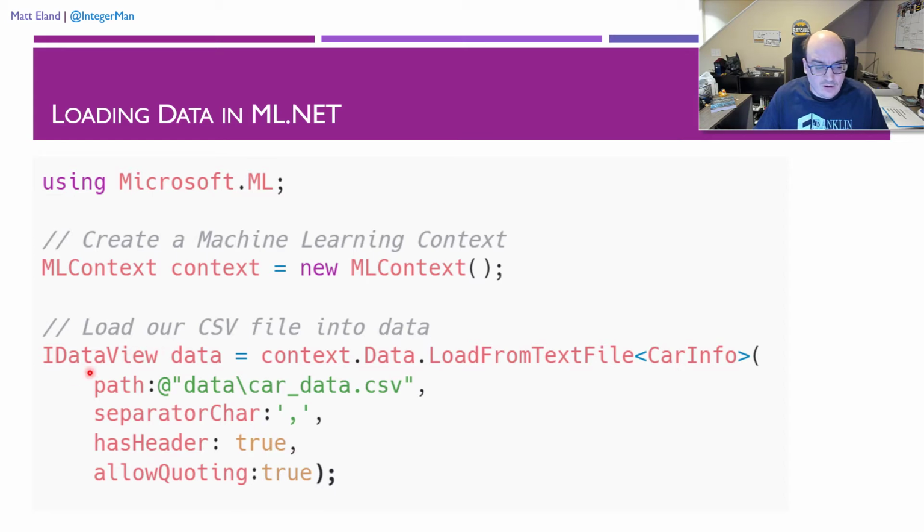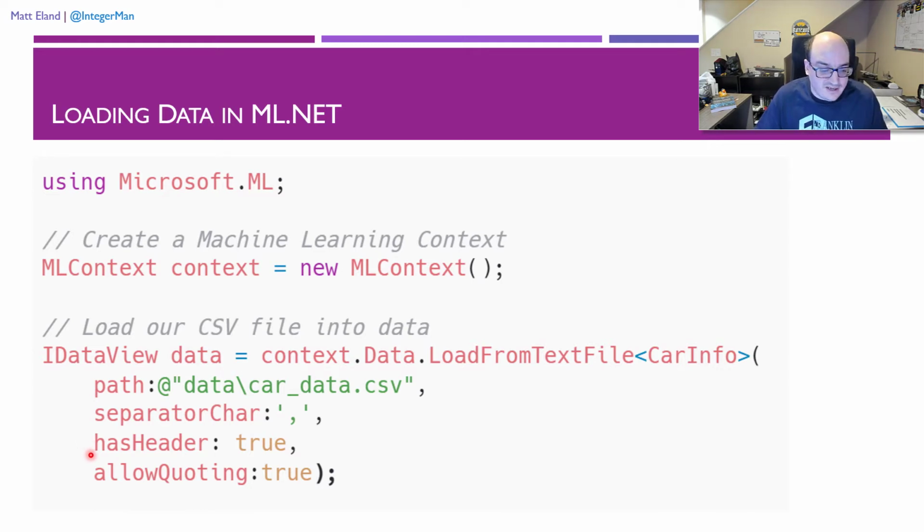I need to tell it where to find that data. So I give it the path parameter, telling it to look in the data directory and find my car data CSV. Remember how I had it copied to the output directory? Well, this is why, because it copies it to the output directory and it can load it from that file. I tell it that this is a comma-separated value file. The default delimiter is a tab, so if you're working with tab-delimited files, you might not need to specify the separator character, but for CSV you do.